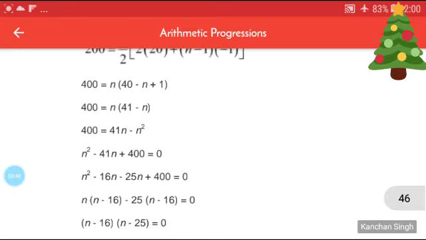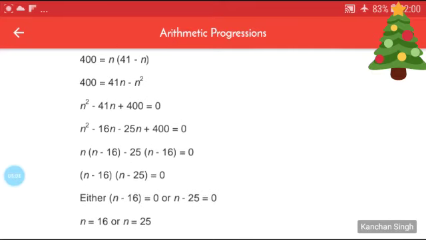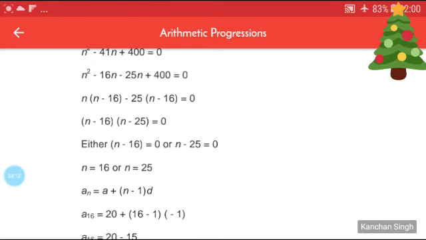Just solve this. So now you find it in expression form: 41n minus n square. We can write n square, bring it to this side: n square minus 41n plus 400 is equal to 0. Just solve this by splitting the middle term. n square minus 16n minus 25n plus 400 is equal to 0. So n minus 16 we have taken common. So our values are n minus 16 is equal to 0, so n is equal to 16, or n minus 25 is equal to 0, so n is equal to 25.